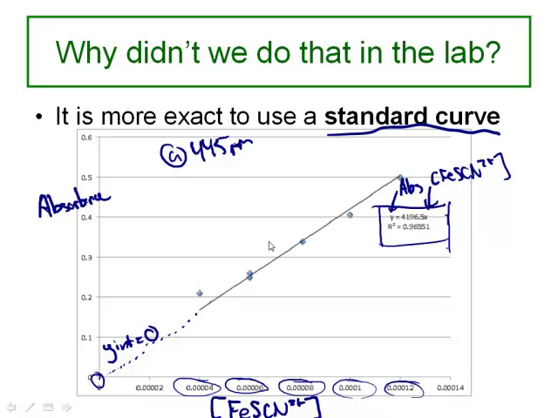Well, here's the thing. If you have a solution where you don't know the concentration of the complex ion, but you've measured the absorbance, I can use this equation to figure out the concentration of the iron thiocyanate. If I rearrange this and I solve for x, x is going to be equal to y, the absorbance, divided by 4,196.5, and there we go. So that's going to tell me for each of my solutions what the concentration of the complex ion is, okay?